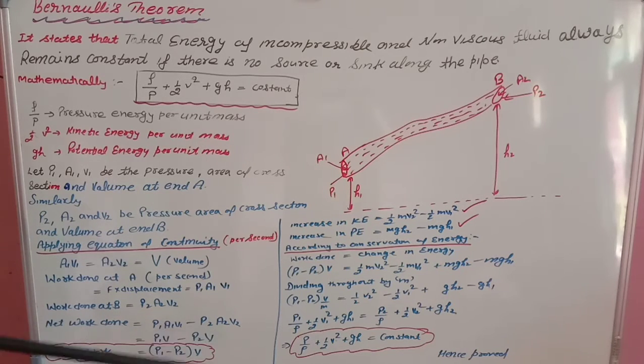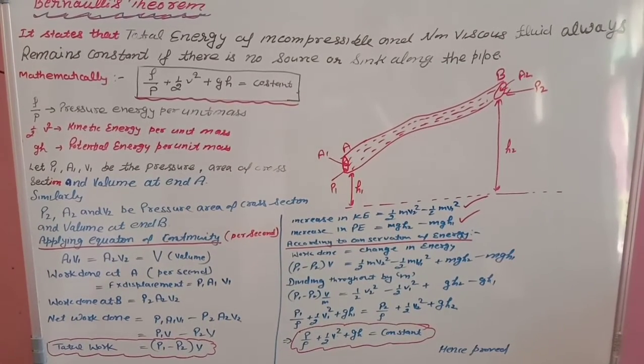So put V, V. V I can take common. It is (P1 minus P2) V. So this is the net work done. I have enclosed it in one box. The same I want from you also, that you highlight the main things. Okay. Now students, let us see the next line.